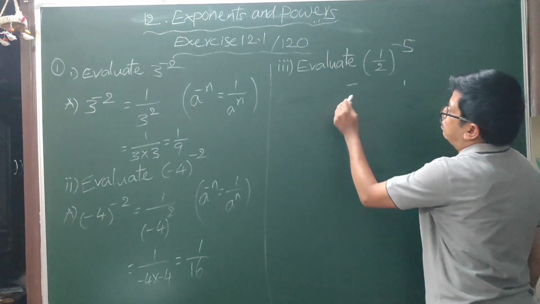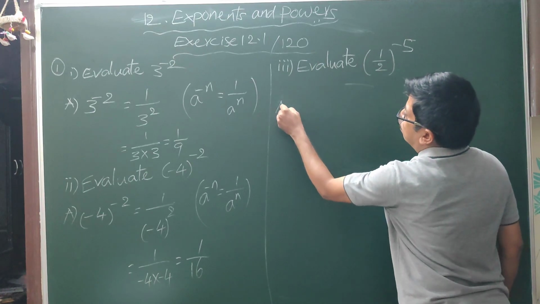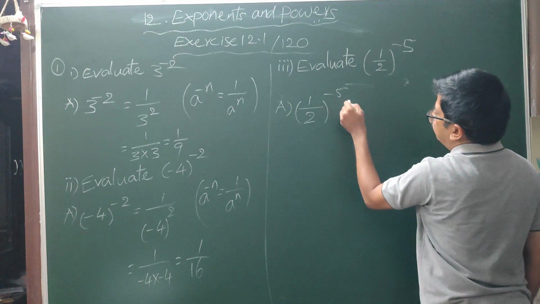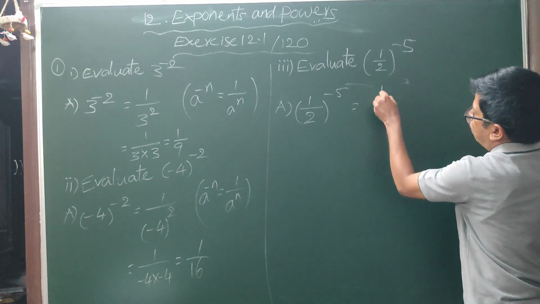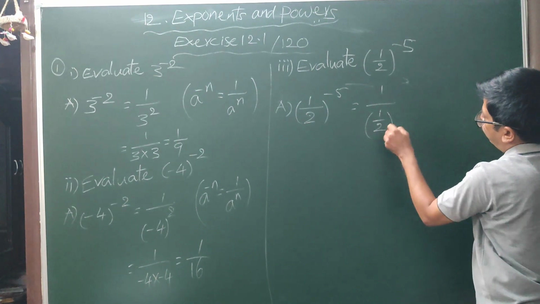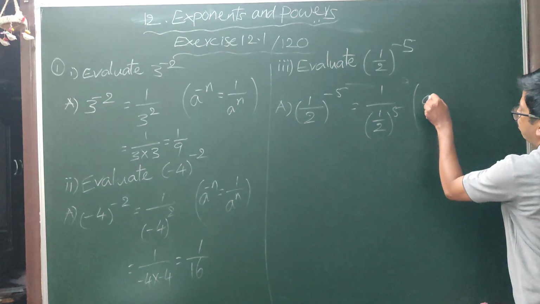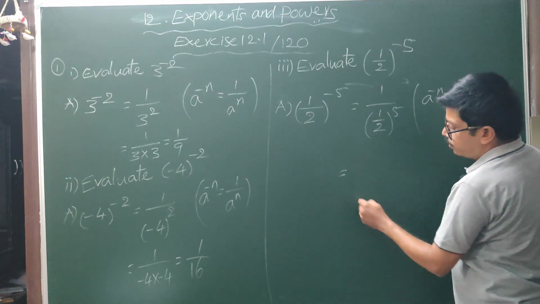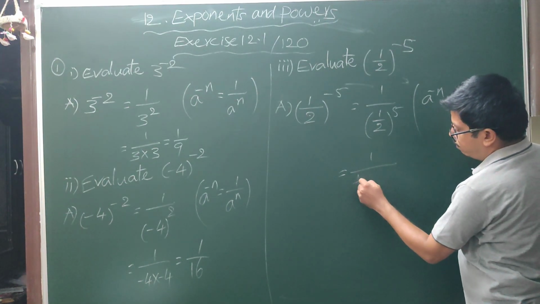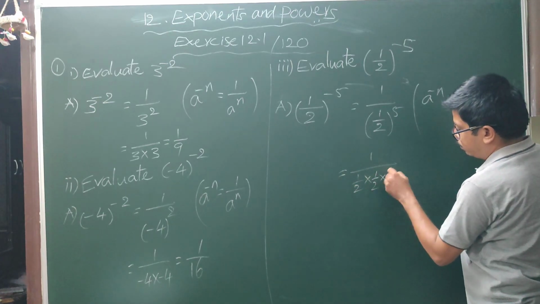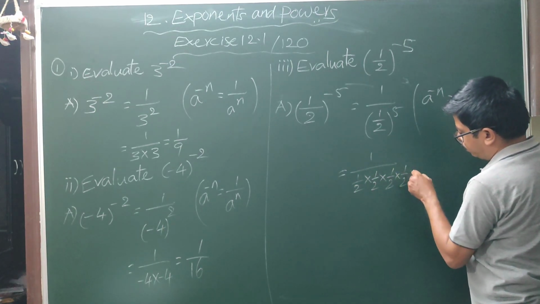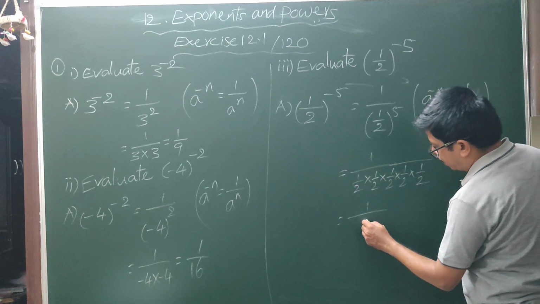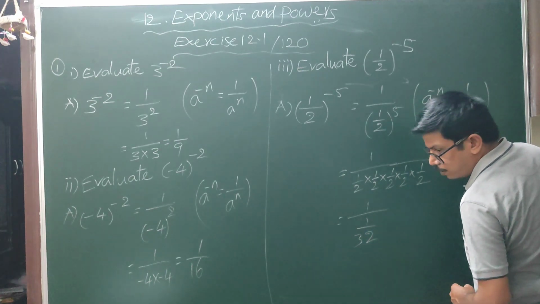Now let us solve the third one. 1 by 2 whole power minus 5 equal to 1 by 2 whole power 5. A power minus n equal to 1 by a power n equal to 1 by 2 into 1 by 2 into 1 by 2 into 1 by 2 into 1 by 2 for 5 times. We will get it as 1 by 32.